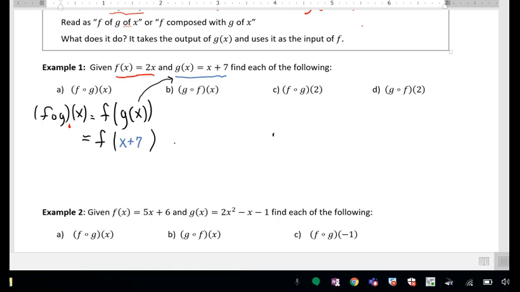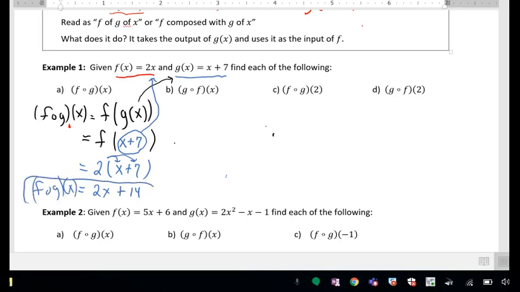Now we want to evaluate x plus 7 for the function f. Whatever is in the parentheses, we're going to bring and substitute in for our x in the function f. So here we have a 2, and then x is going to be x plus 7. Then we want to simplify, so we get 2x plus 14. So the composition is equal to 2x plus 14. Let's try the next one.